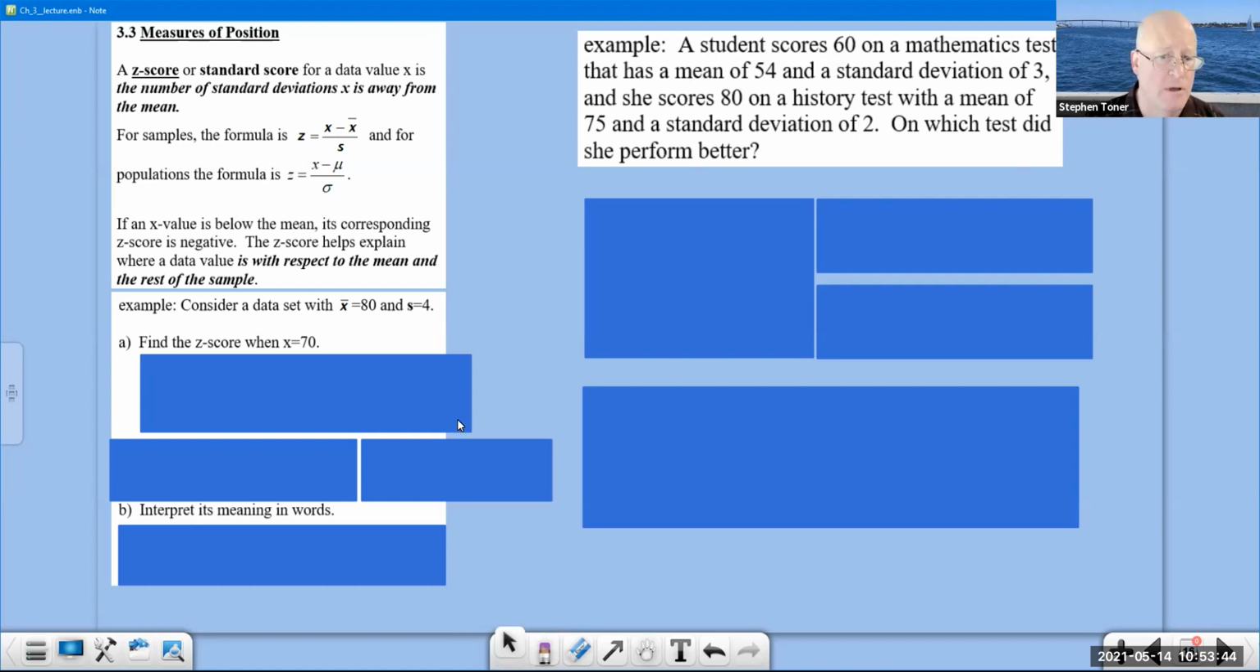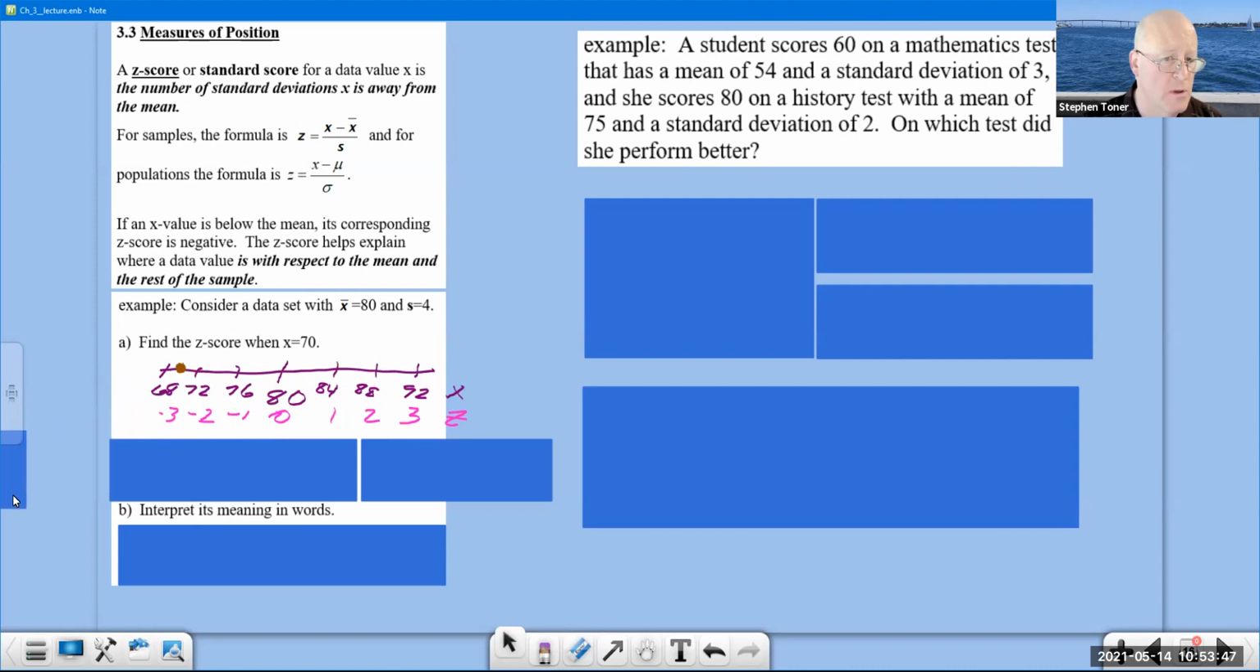So for this problem, I'm going to begin with a number line. I put 80 in the center. I put 3 tick marks going to the right and 3 tick marks going to the left. And I added and subtracted 4 each time I went from one to the next tick mark. Those are the X values, which I have labeled in purple with the mean at the center. Beneath them, I labeled the corresponding z-scores, representing the number of standard deviations the values are away from the mean.